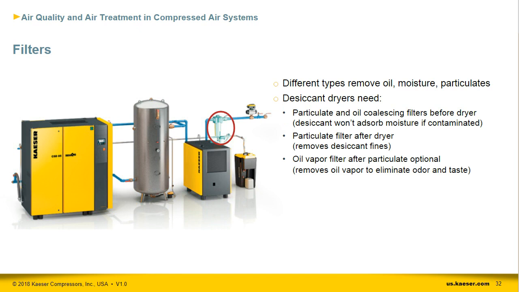So as Michael mentioned earlier, there are different types of filters that remove different types of contaminants. Contaminants include oil, moisture, and particulate. If you have a desiccant dryer, it will need to have additional filtration before and after the dryer. Install a particulate and an oil coalescing filter before the dryer. This is because desiccant beds are highly sensitive to oil, and the desiccant will not be able to absorb moisture properly if even trace amounts of oil are present.